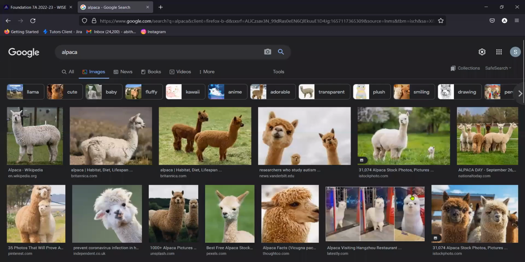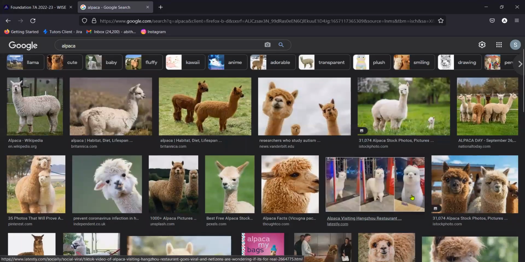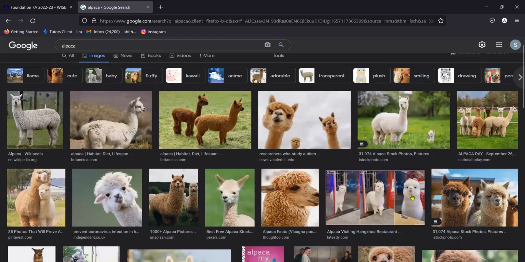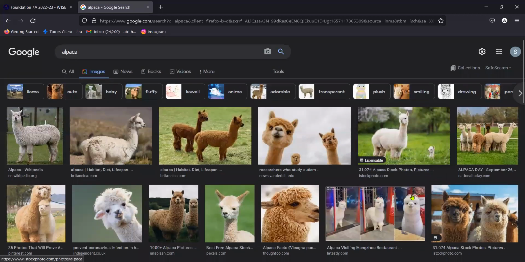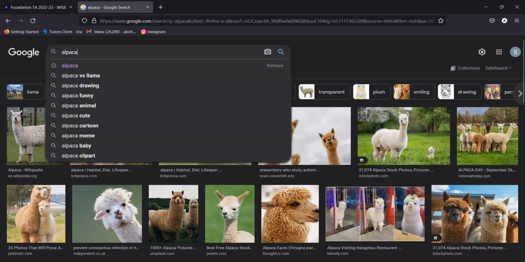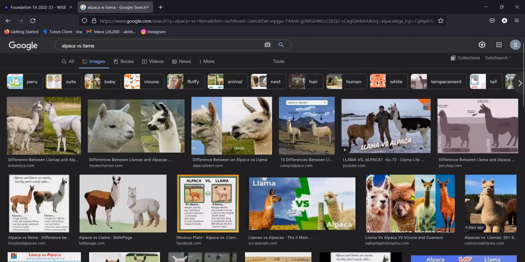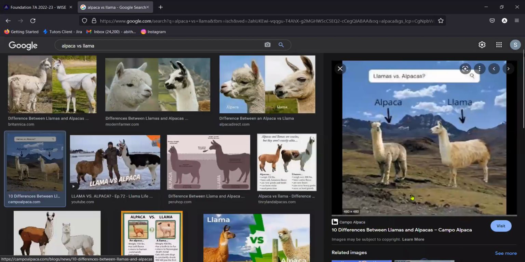Can you see the alpaca? How is it looking? Very beautiful, very white and very cute. It doesn't look like a camel, right? It gives the look of a donkey, some fur, a dog, a giraffe. It's like a dog with fur. See the difference between alpaca and llama. Can you see the difference here?